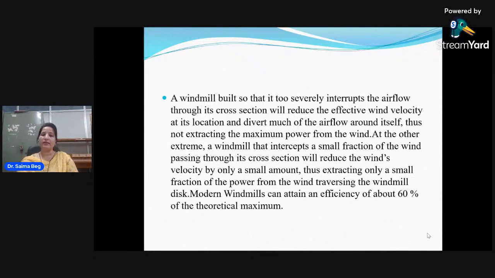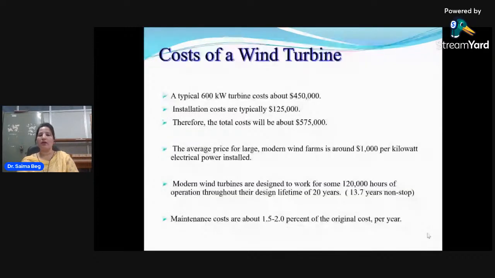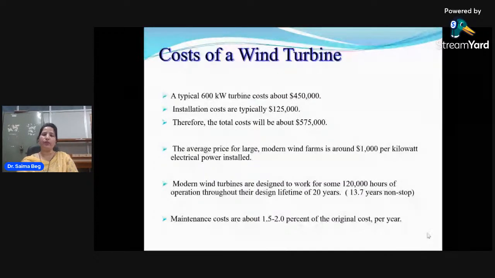Modern wind turbines are designed to work for around 120,000 hours of operation throughout their design lifetime of 20 years. And the maintenance costs are about 1.5 to 2% of the original cost per year.